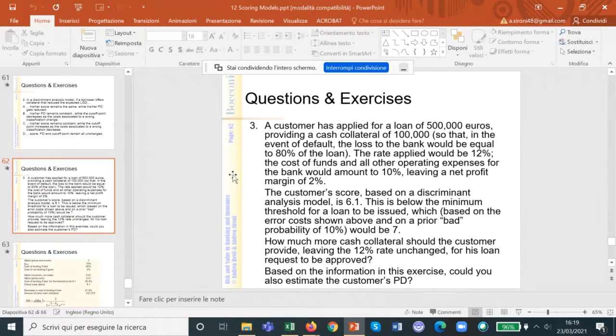The customer score, based on a discriminant analysis model, is 6.1. This is below the minimum threshold for a loan to be issued, which, based on the error costs shown above and the prior bad probability of 10%, would be equal to 7. So basically here it's saying, look, the threshold, if we take into account probabilities and cost of error, is 7. This customer has a score of 6.1. And the question is, how much more cash collateral should the customer provide, leaving the 12% rate unchanged, for his loan request to be approved?